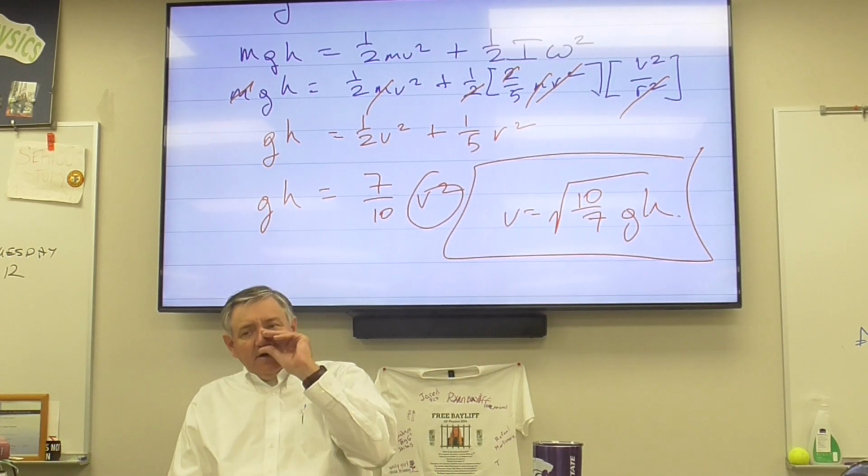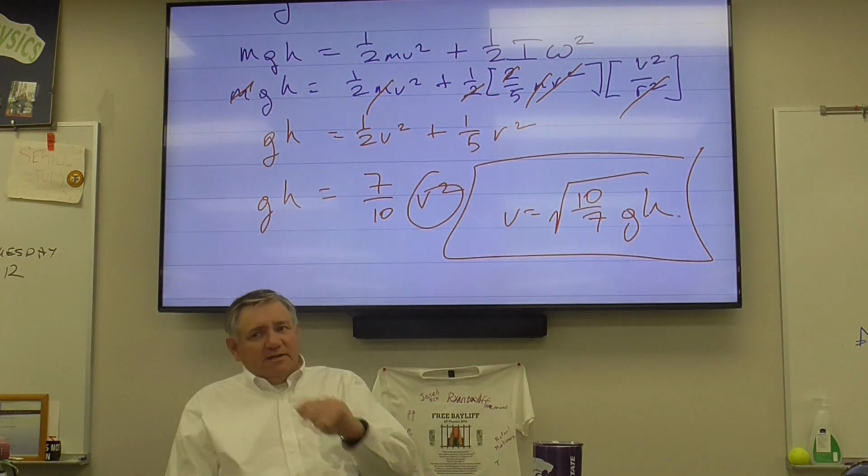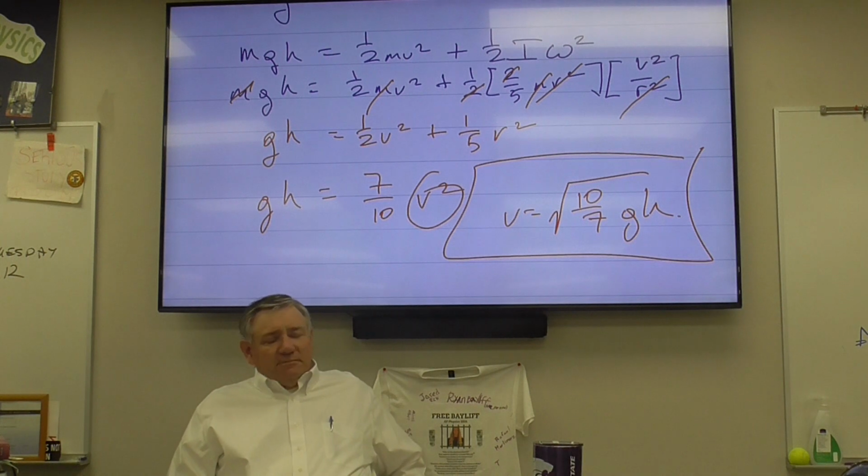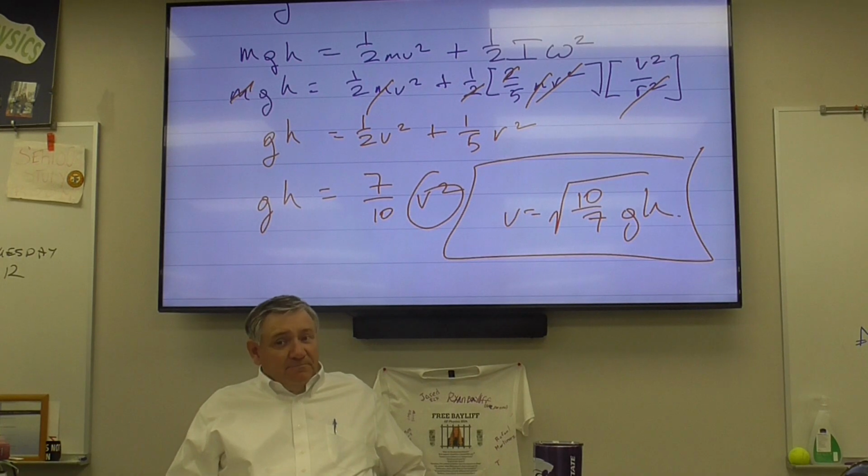So to calculate linear velocity at the bottom, what's the only thing I need? Height. That's all I need. Okay? That's the only number that I need.